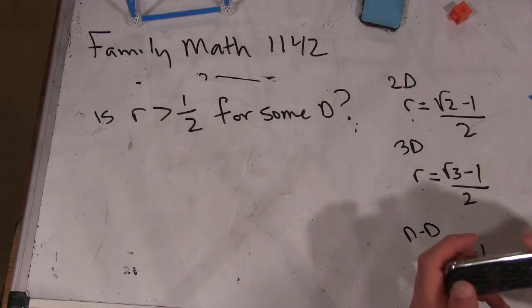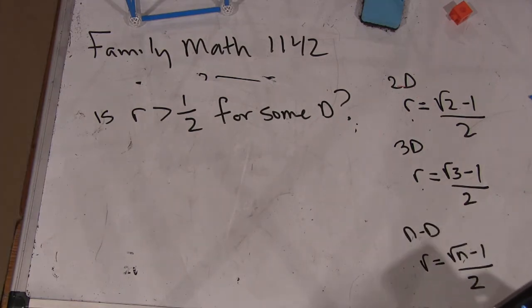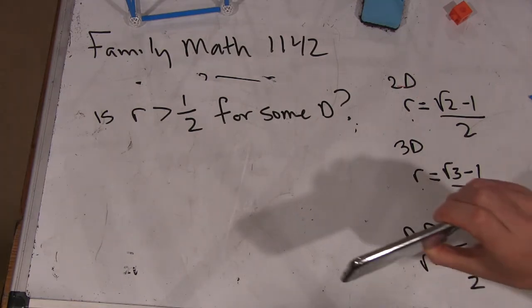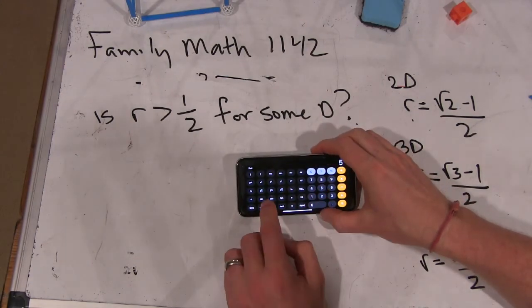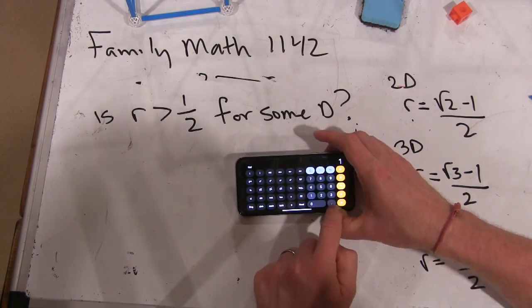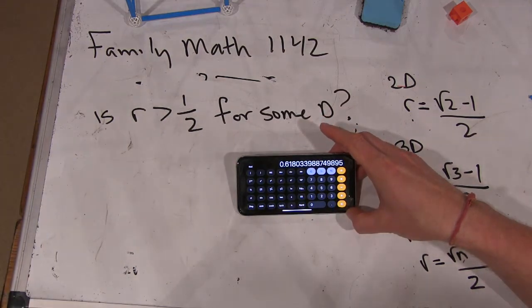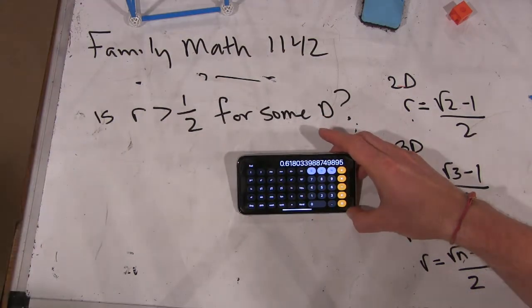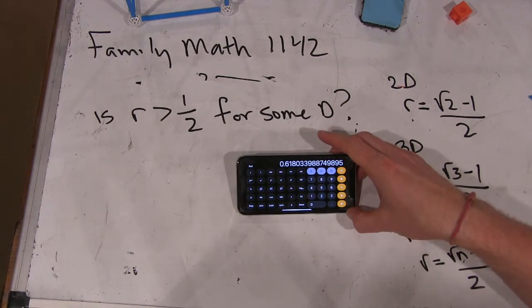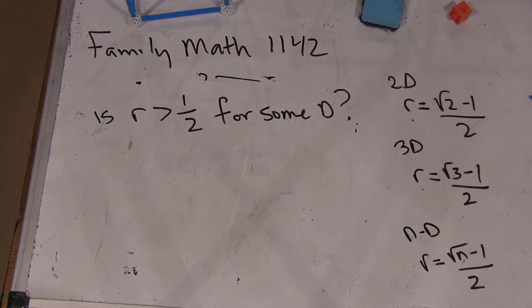Okay, and we can probably go real quickly. On the calculator, we can probably compute the square root of 5 pretty fast. Square root of 5, minus 1, divided by 2. And sure enough, yep, 0.62 about. That's actually related to the golden ratio. Interesting. Yeah, so the radius in 5 dimensions gets bigger than half.